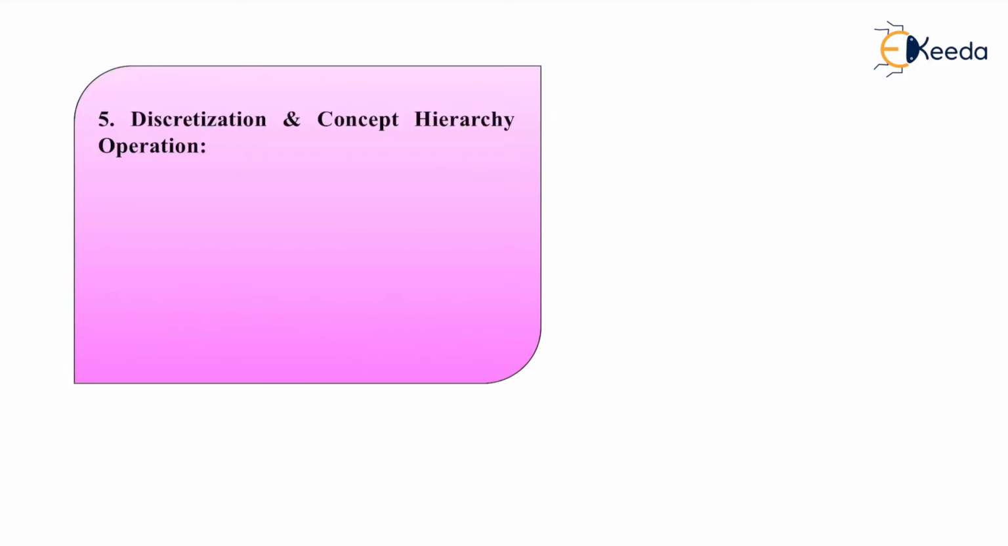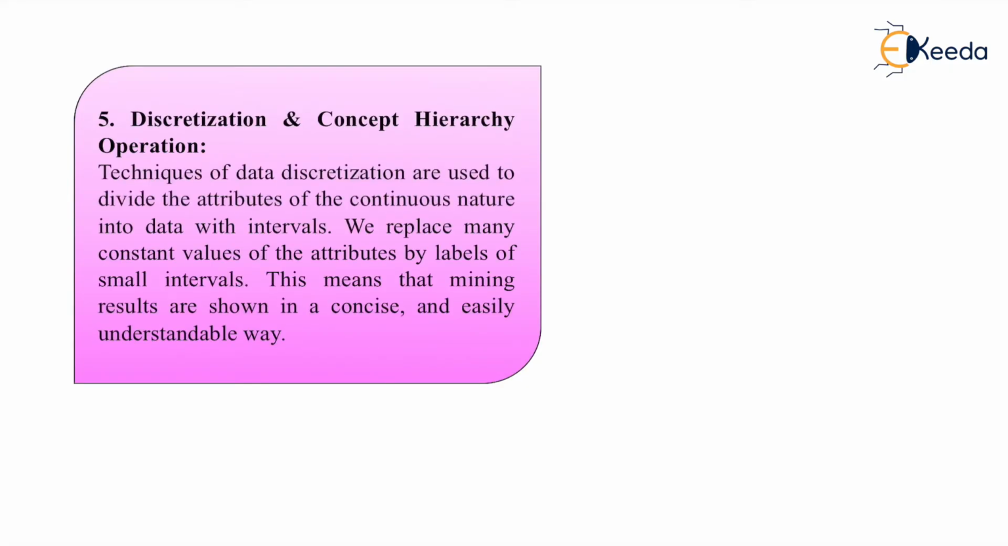Fifth is discretization or concept hierarchy operations. The technique of data discretization is used to divide the attributes of a continuous nature into data with intervals. We replace many continuous values of the attributes by labels of small intervals. This means that mining results are shown in a concise and easily understandable way.